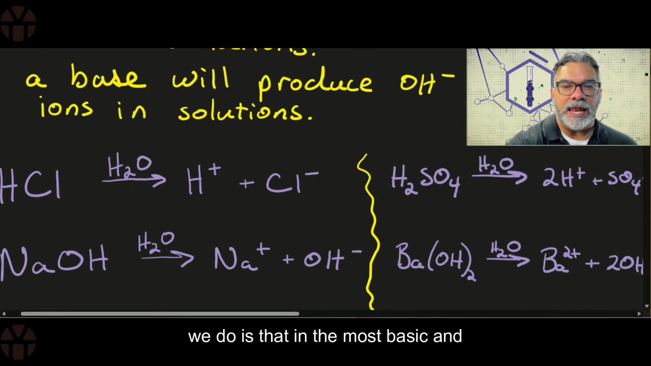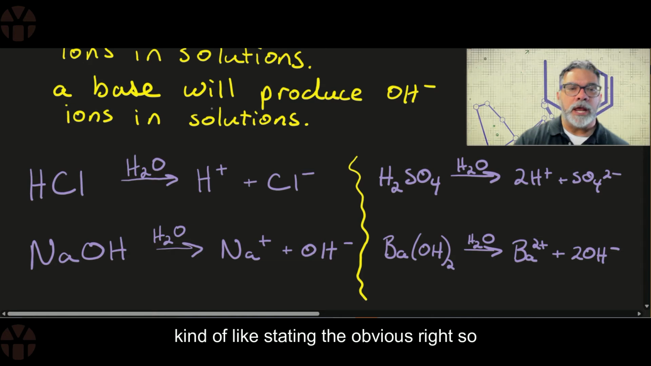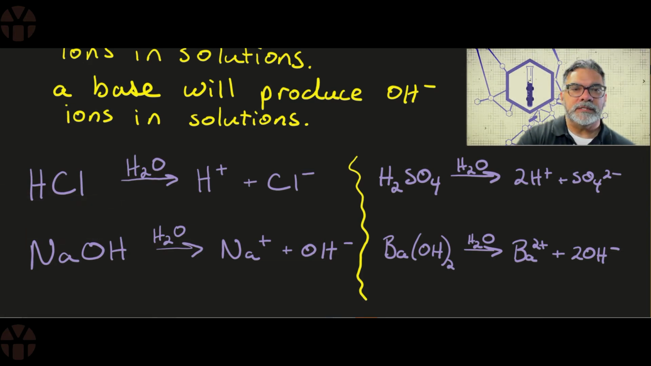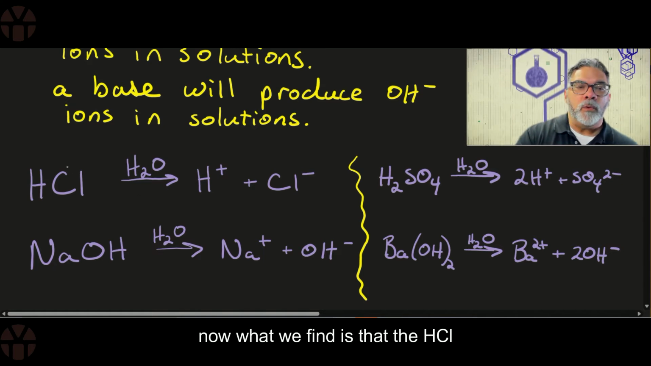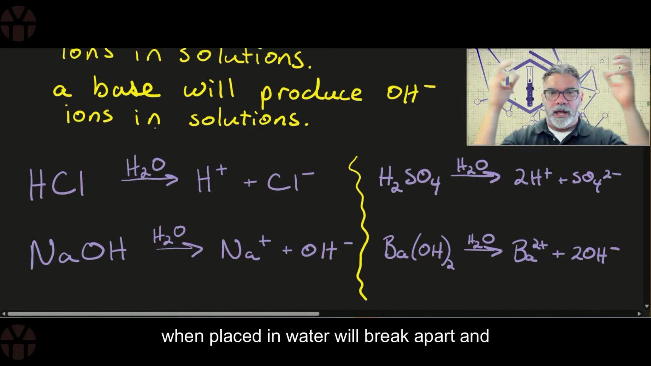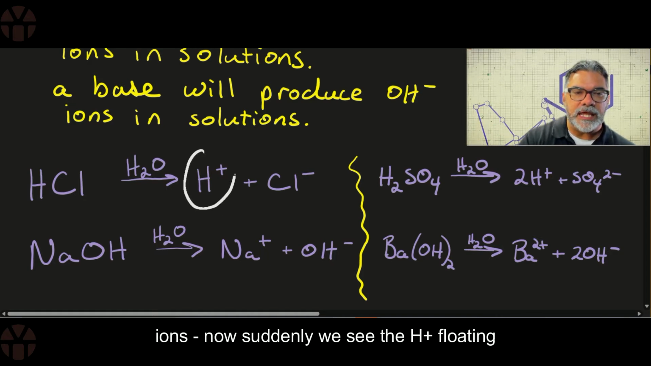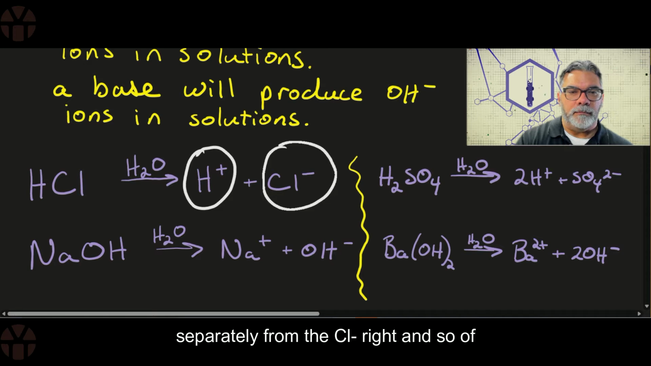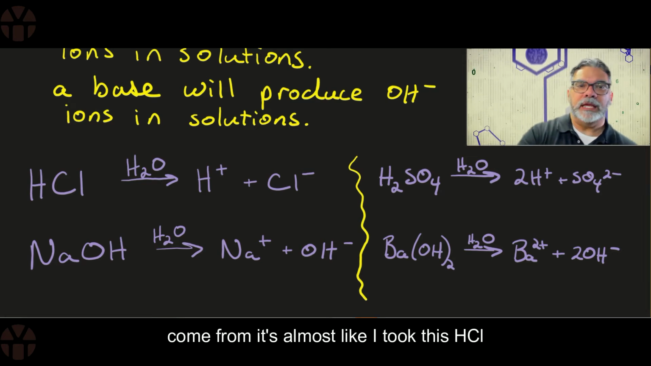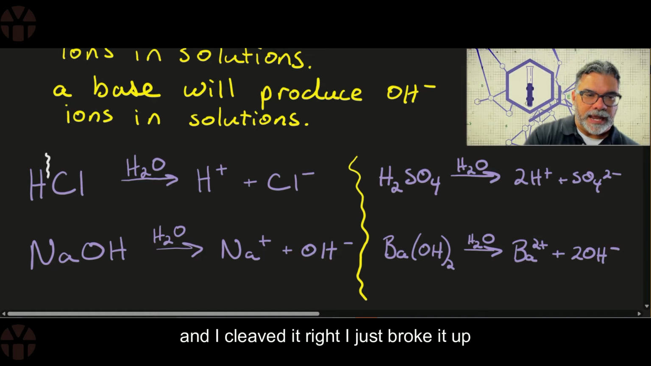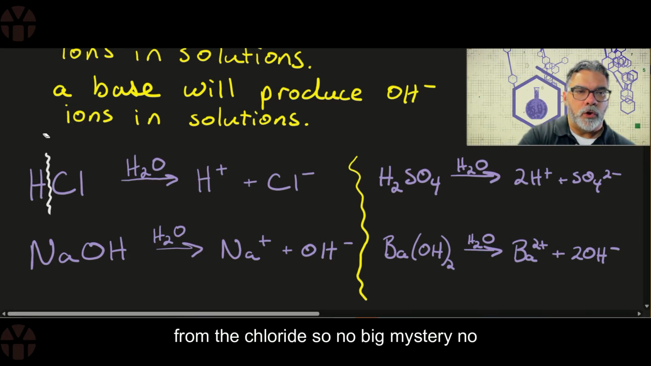In the most basic and simplest of forms, the Arrhenius equation is kind of like stating the obvious. So we start over here on the left-hand side with some hydrochloric acid. Let's for a moment pretend I didn't know how to name it, and let's just call it HCl. What we find is that the HCl, when placed in water, will break apart. In making the two separate ions, we see the H+ floating separately from the Cl-. I could look at this and say, well, this is a no-brainer. Where did the H+ come from? It's almost like I took this HCl and I cleaved it, I just broke it up and separated the hydrogen from the chloride. So no big mystery, no major surprise there.